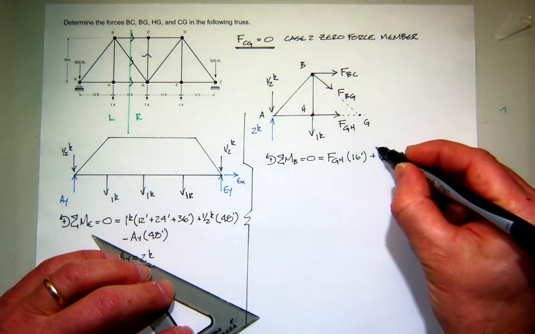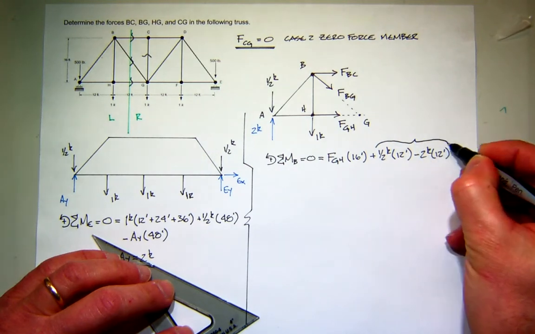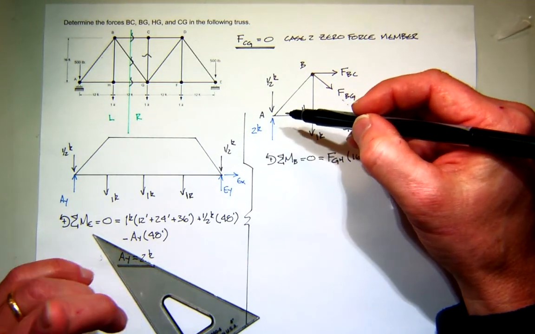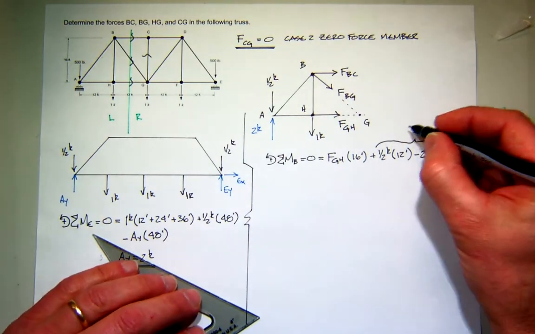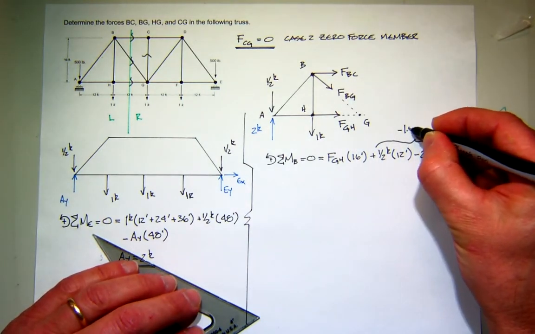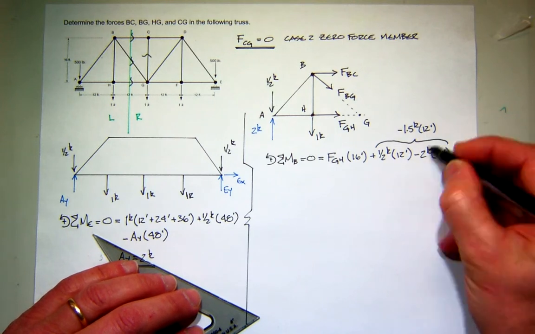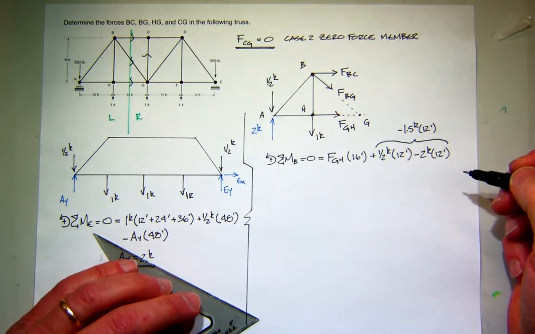So now maybe you can see that that is the equivalent of what? If I add these two forces together, I get 1.5 up, which would create negative 1.5 kip times 12. And you can see those things are equivalent. So whichever way works for you.